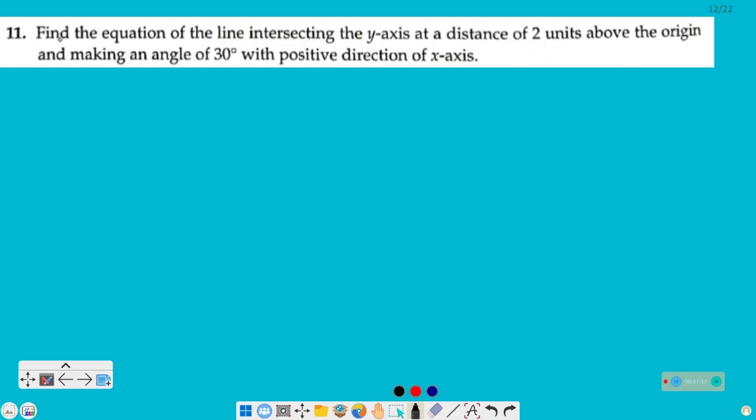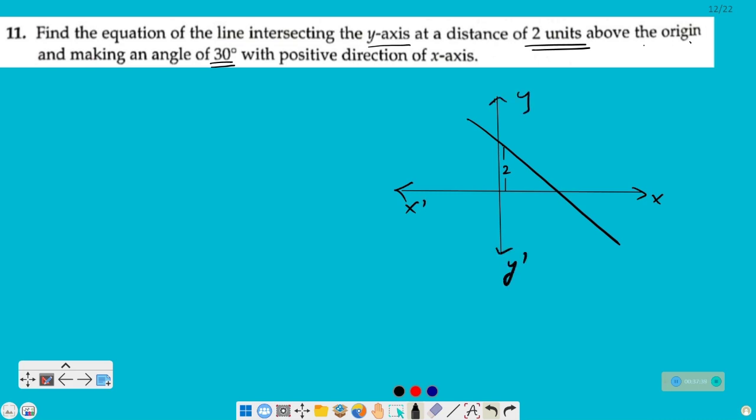Question number 11. Find the equation of the line intersecting the y-axis at a distance 2 units above the horizon and making an angle 30 degree with positive direction of x-axis. 2 units above the horizon, y-axis. It means line is this. If you draw a rough picture, it will be very easy for you to find out the equation. y-intercept is given and inclination is given. You can also apply the direct formula without drawing.